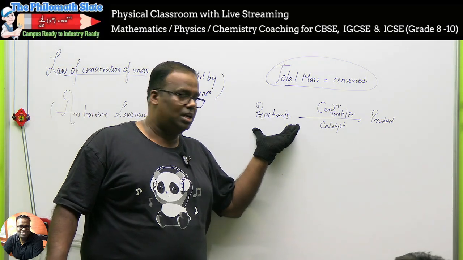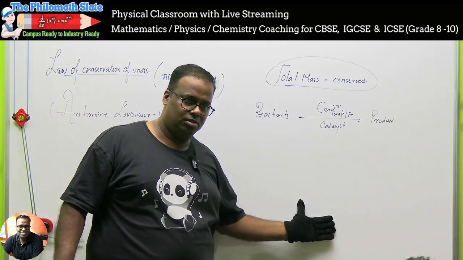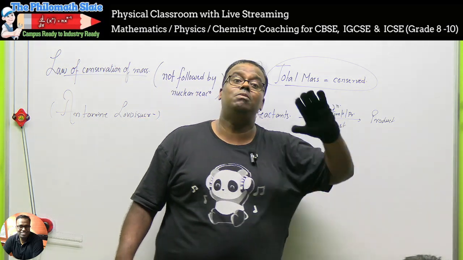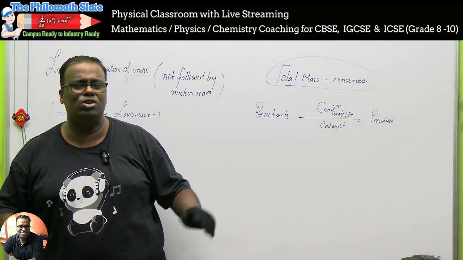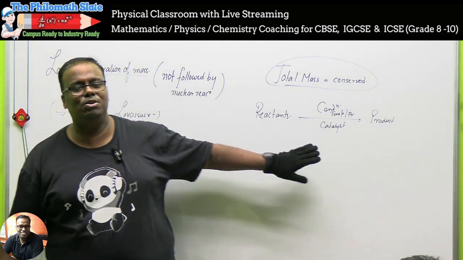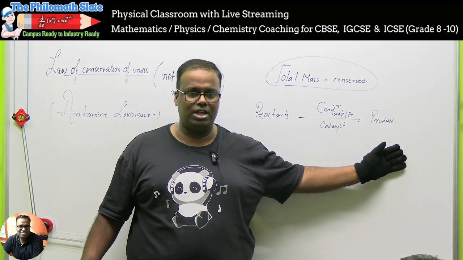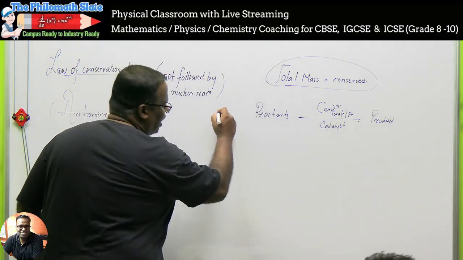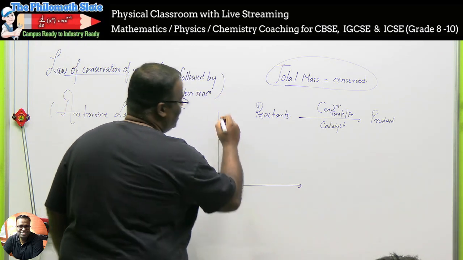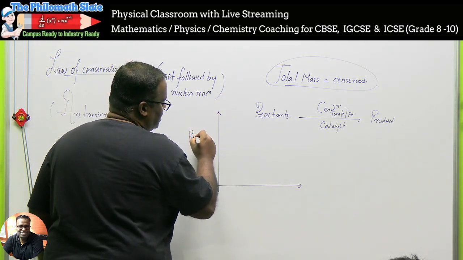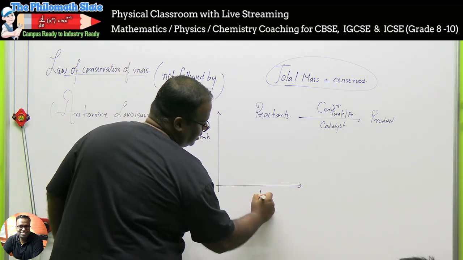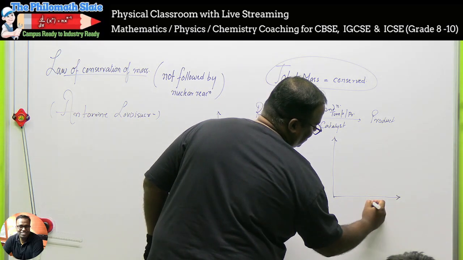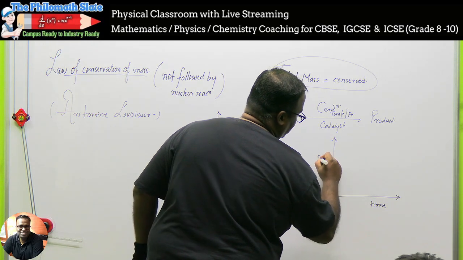When the reactants start reacting, reactants will reduce, they will finish up, and products will be formed. Total mass is conserved. Now you yourself know, mass of reactant should be equal to mass of product. Let's draw a graph. Let's say this is reactants and this is time. Study a bit more advanced, don't just read the book. This is time and this is product.